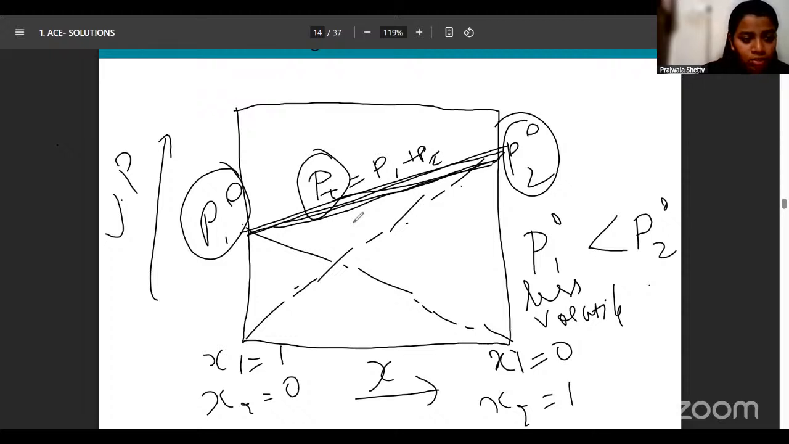Let's see what ideal and non-ideal solutions are. I'll explain in the other slides. But this is the basic example, or basic plot, of Raoult's law. I'll move on.